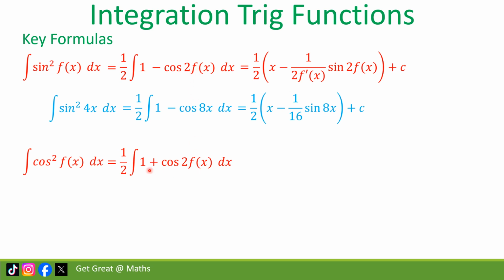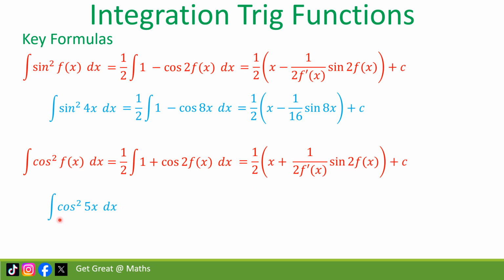Now we can integrate. So the integral of 1 is just x, and then the integral of cos of 2 of f of x is 1 over 2 f dashed of x times by sine of 2 f of x plus c. Remember, it's a half of the whole lot of this.